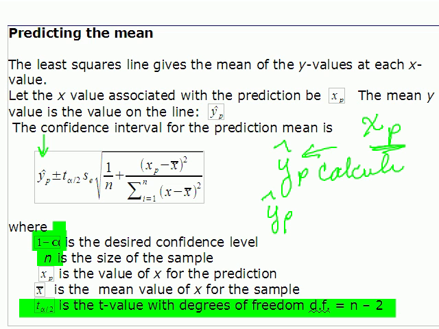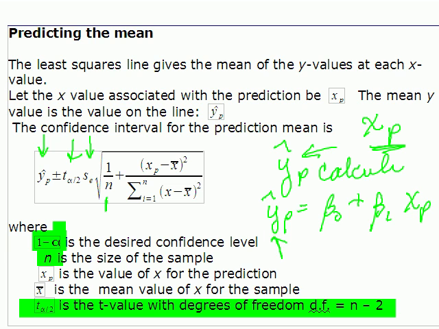y hat p: you knew your beta naught and your beta 1 for your equation, and you just put your value of x in here and got a y out. That gave you a point on the line. Then you are going to add and subtract, because it's going to be a confidence interval about the line. Here's your t alpha that you know from your confidence intervals. You understand that. SE I'll describe in a minute.